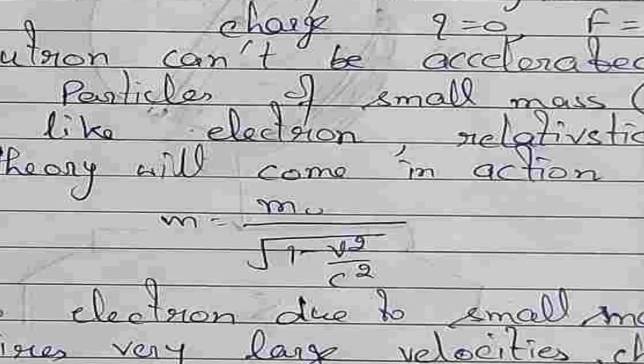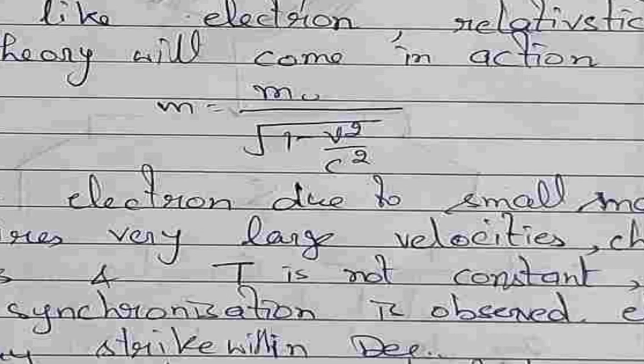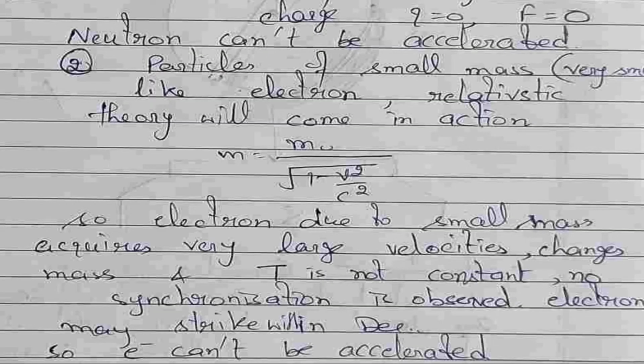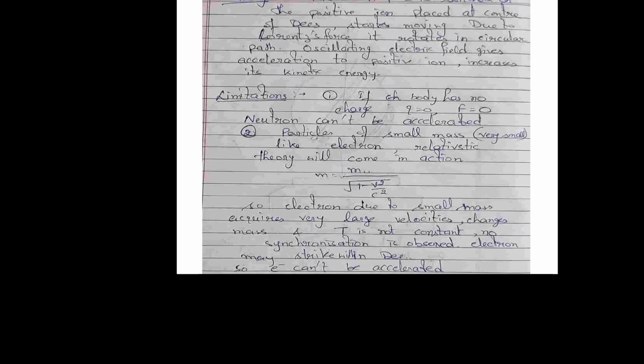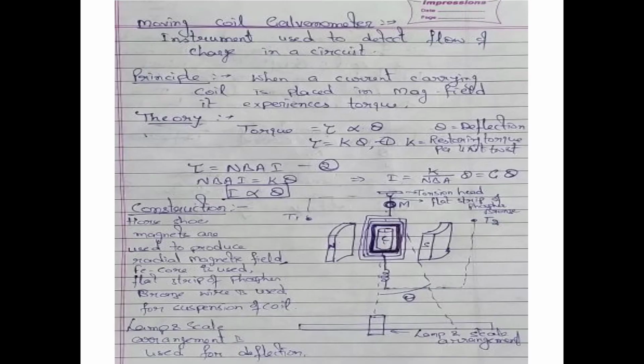Electron can have a very large velocity because its mass is small. So it can have a velocity equal to 1/10th as well. So the time period cannot be fixed, and if the time period is not fixed, it will not be synchronized. If it is not synchronized, the electron can collide in between the Ds. So how can it skip out of it? So electron and neutron cannot be accelerated in a cyclotron.